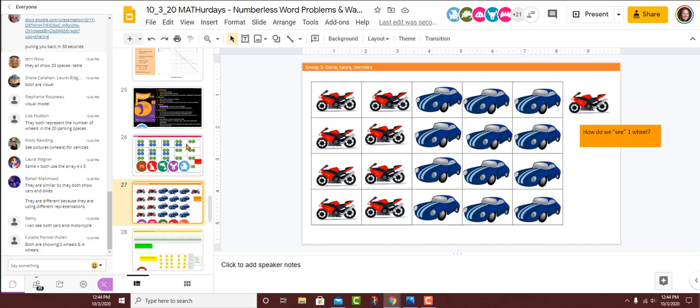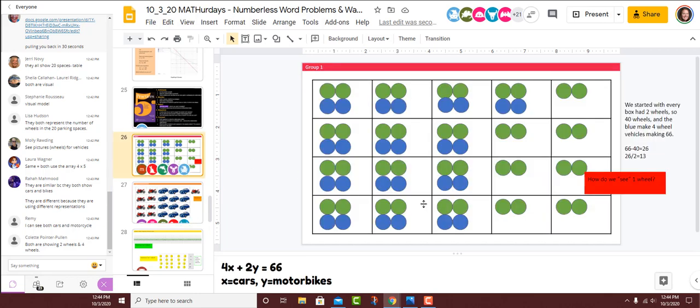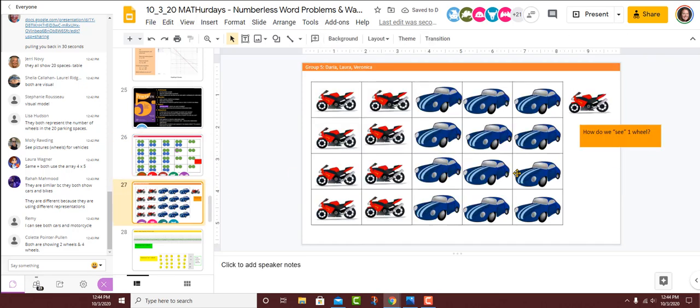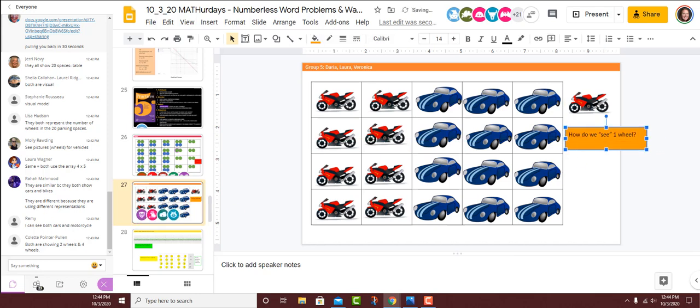And Raha, can you tell us on slide 26, I think this was yours, what represents one wheel? I think one of the circles represents 1 wheel. So I've typed that in this red box because I'm going to ask the same question on slide 27. And I invite Raha, if you want to use your microphone, go ahead. If anyone else sees it, how do we see one wheel in this representation?